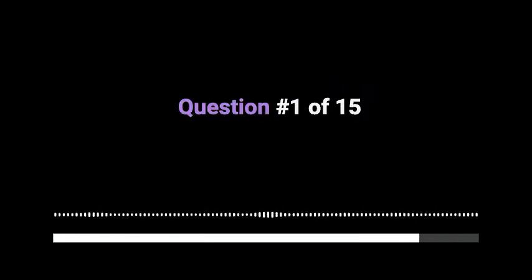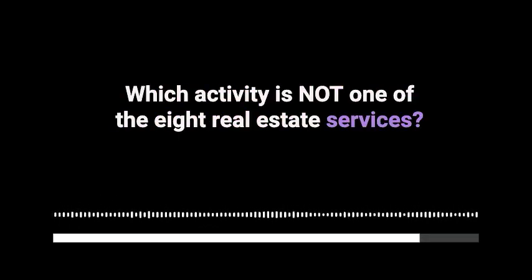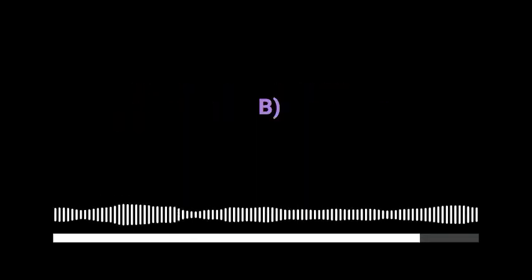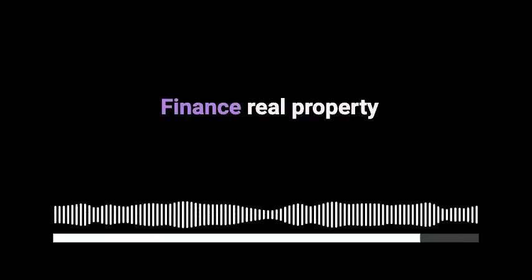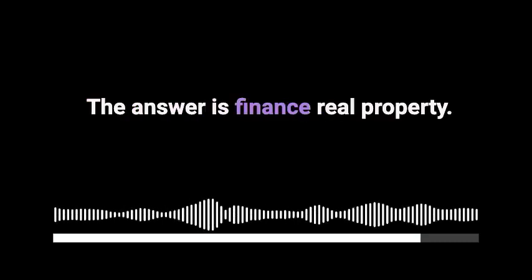Unit 1 exam. Question number 1 of 15. Which activity is not one of the 8 real estate services? A. Exchange real property. B. Appraise real property. C. Finance real property. D. Auction real property. Explanation. The answer is finance real property.